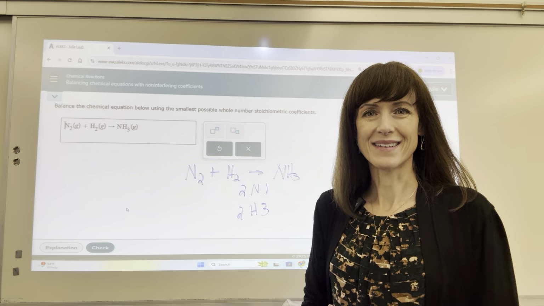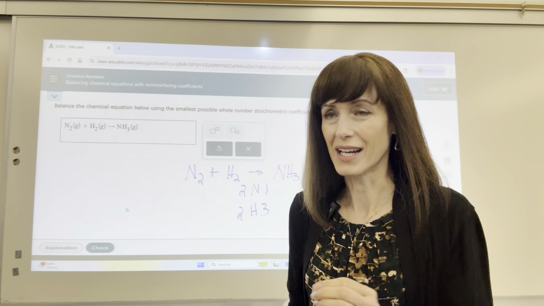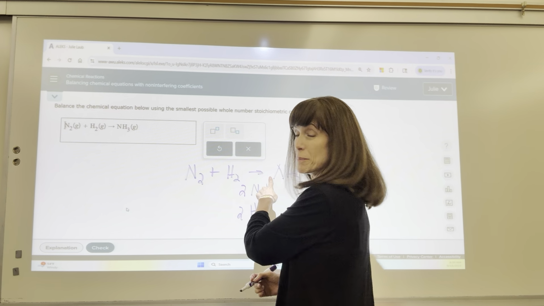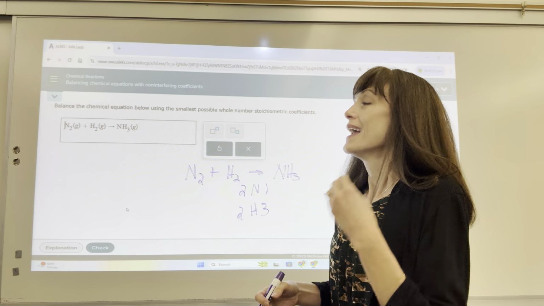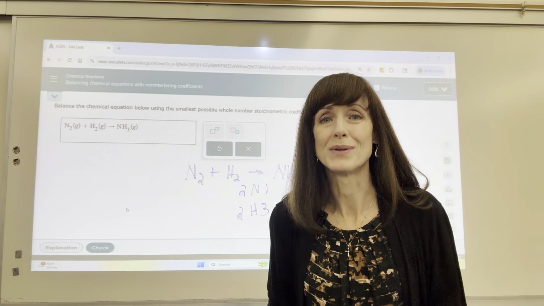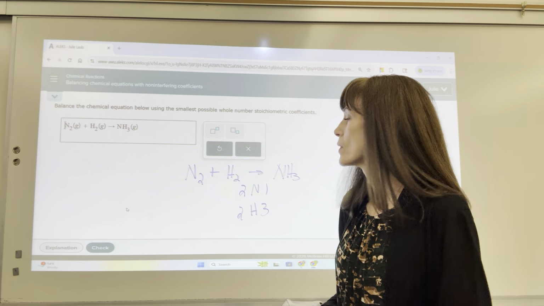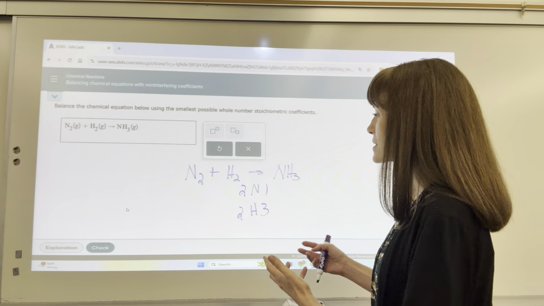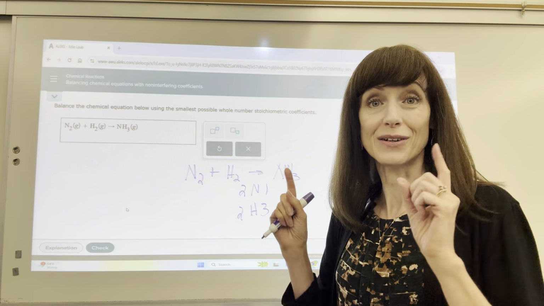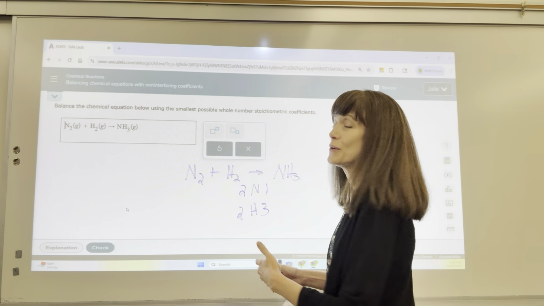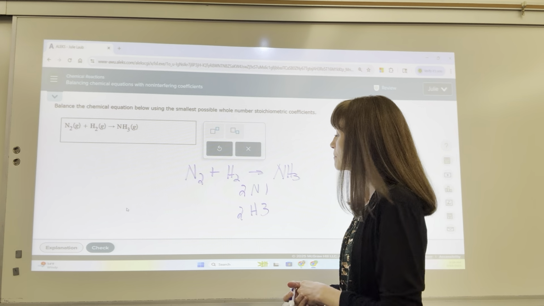Now remember, when we're balancing, there are 2 rules that drive this. The only thing that you can change are the coefficients, the big numbers that go in front of the compounds, the molar coefficients. And second, coefficients multiply. They distribute to that entire compound through multiplication. So as I look at this, I'm looking at these numbers and thinking multiplication. What am I going to have to multiply these by so that they're equal on the reactants and products? Remember, conservation of mass. The atoms you start with are going to be the atoms that you end with.